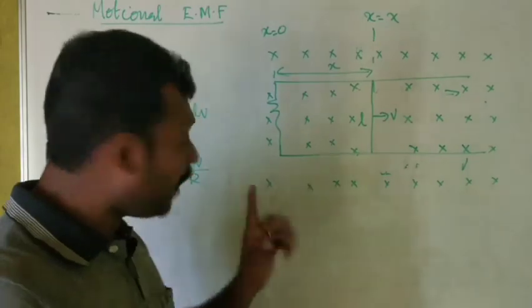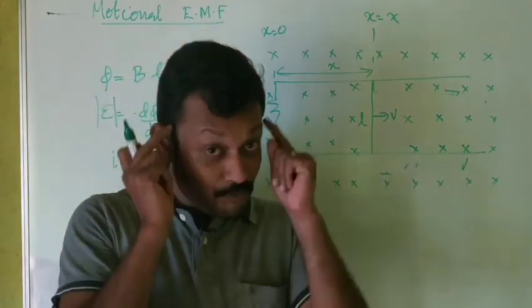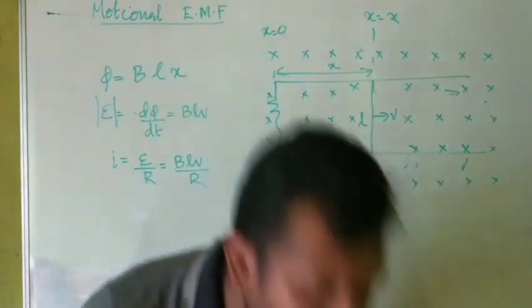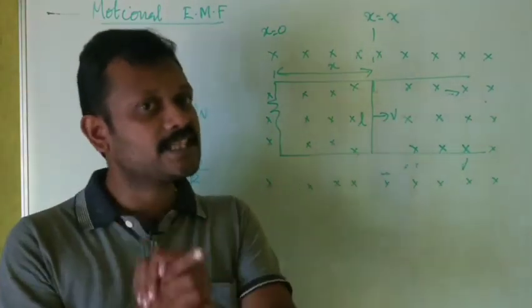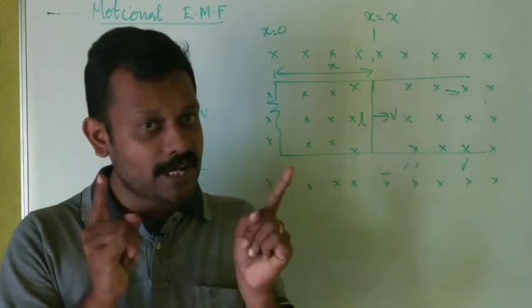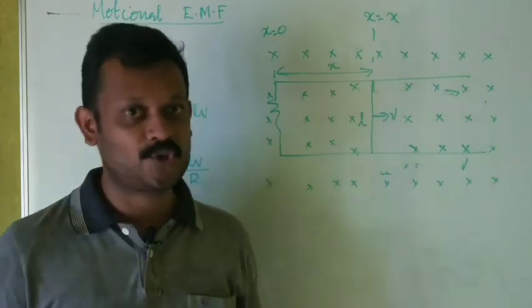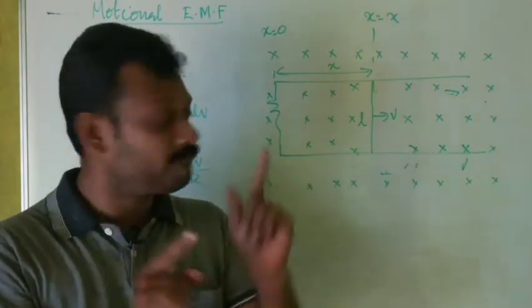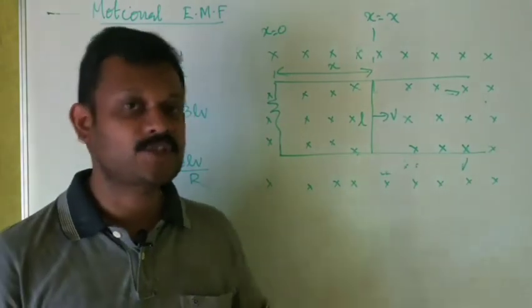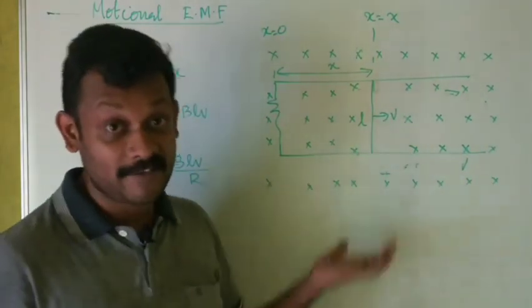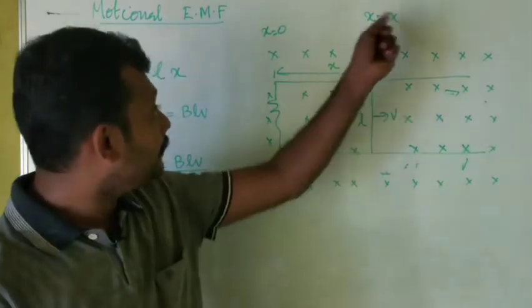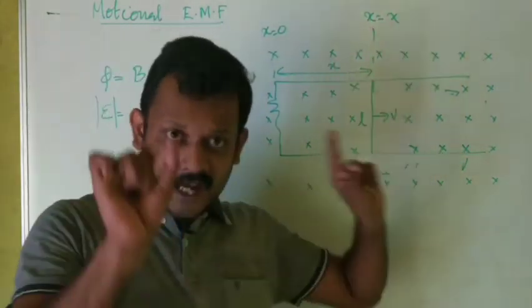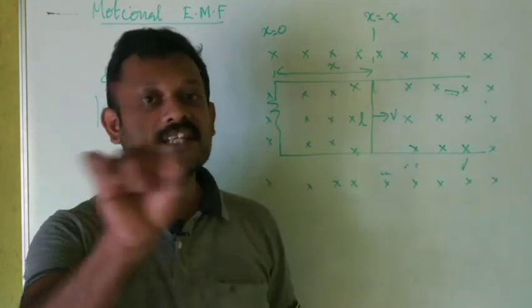Now, what should be the direction of current? This is very, very important. What should be the direction of this induced current? According to Lenz's law, it should oppose the cause. Now, what is the cause of this EMF? As you can see in the figure, it is the change in flux. In what respect is the flux changing? The magnetic field is uniform. Here, flux changes due to a change in area.